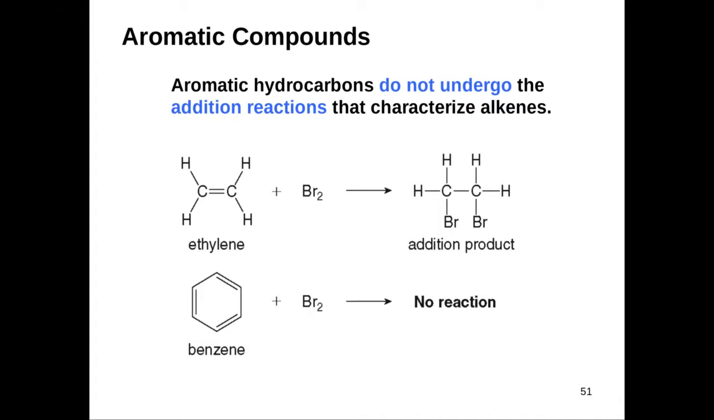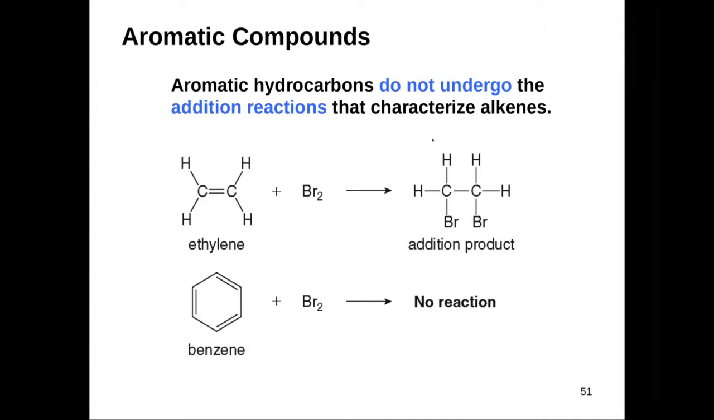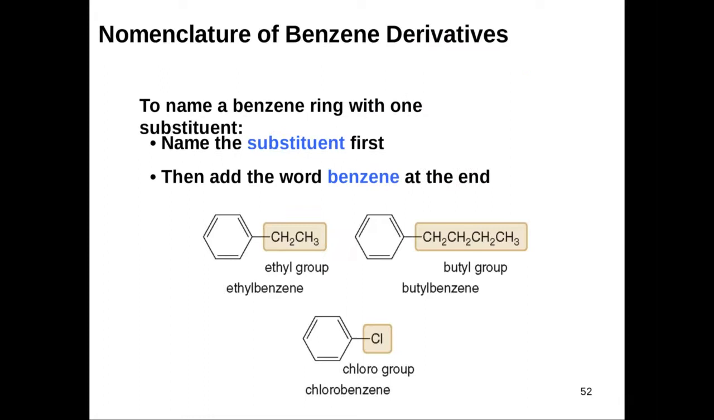You can see this by looking at aromatic hydrocarbons. They actually don't undergo the addition reactions that characterize most alkenes. So we look at ethylene, we brominate it, we halogenate it, we add a bromine to it, and we have this product, which we've seen before. But if we try to do the same thing to a benzene ring, it actually just doesn't react. No reaction occurs. So they are stable.